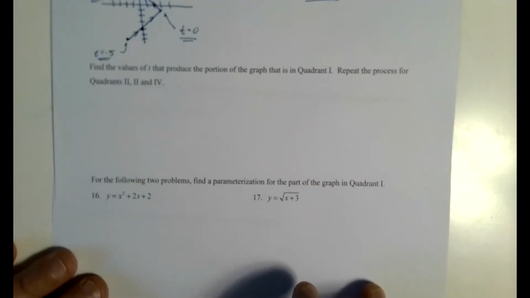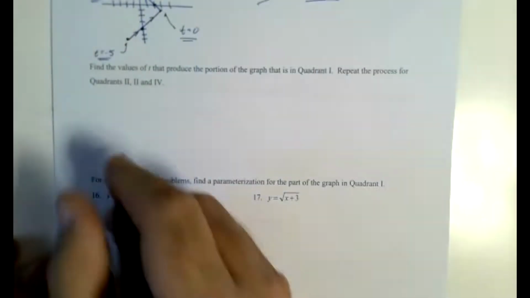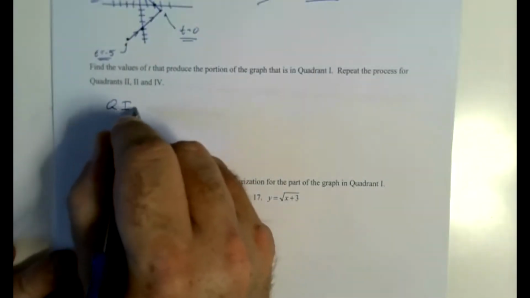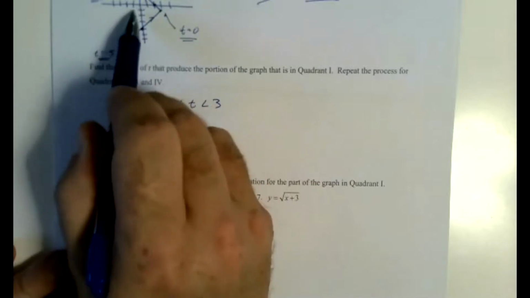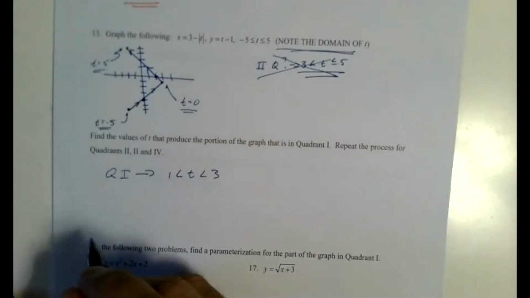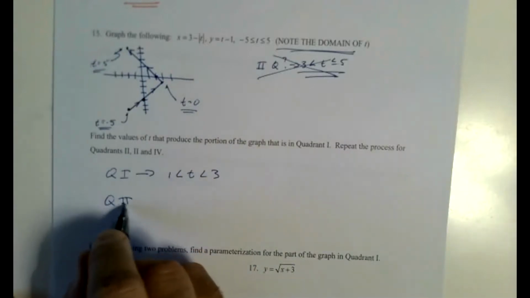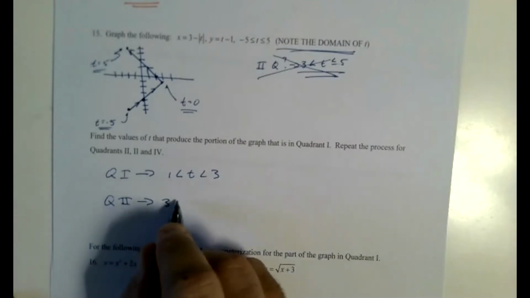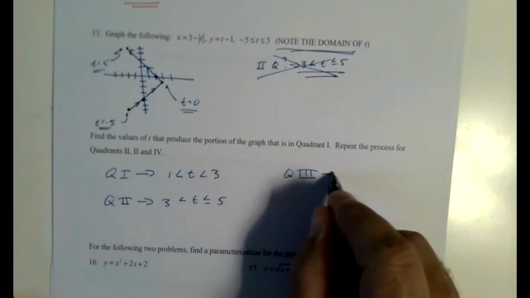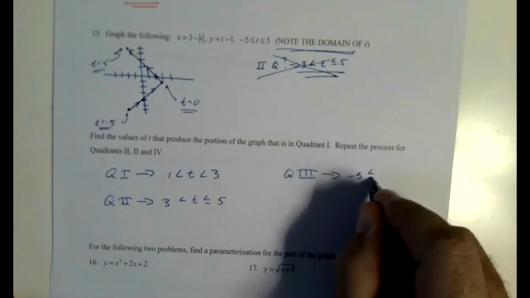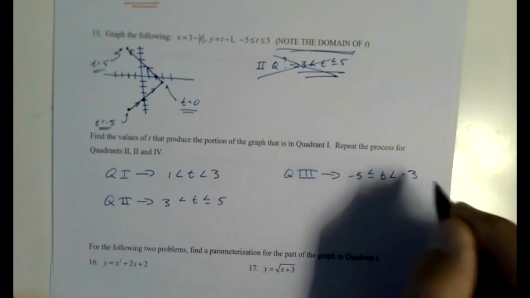Find the values of t that produce a portion of the graph that is in quadrant 1. Holy cow, like I thought this was coming. Wow, that's crazy. Now, so let's just cross that out. Go down here. So Q1, 1 less than t less than 3, because that's on the, whatchamacallit, sorry, that's on the quadrantal. Bet you didn't think I'd remember that. Scary. Hey, we already did this. Yeah, but I put it in the right spot this time. And the third quadrant can be -5 less than or equal to t less than -3.